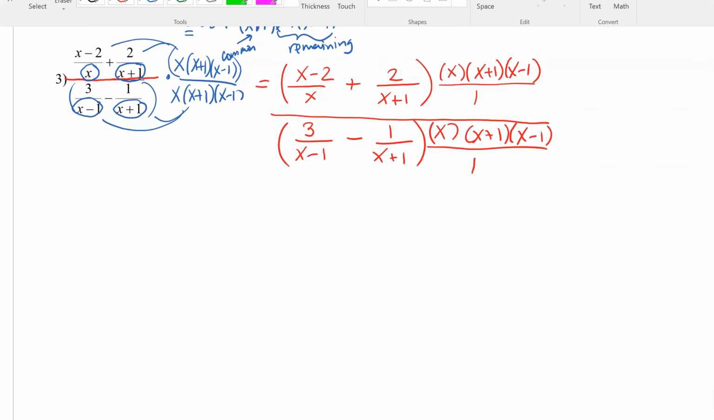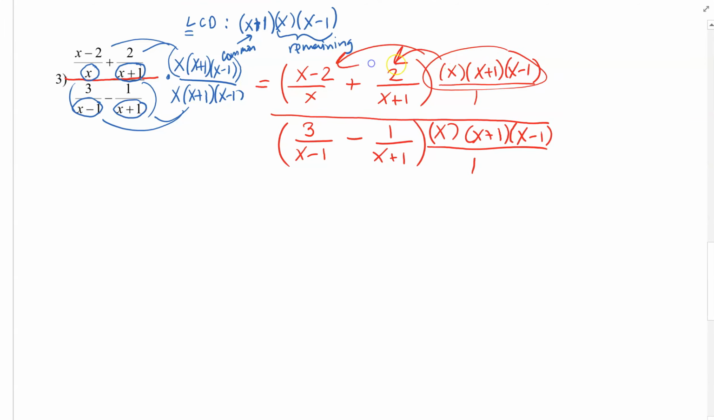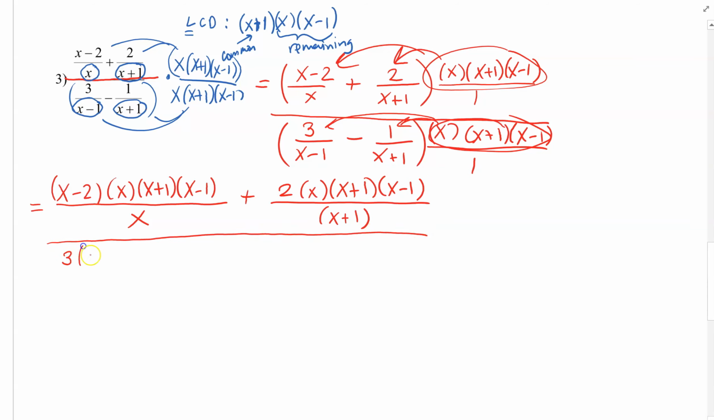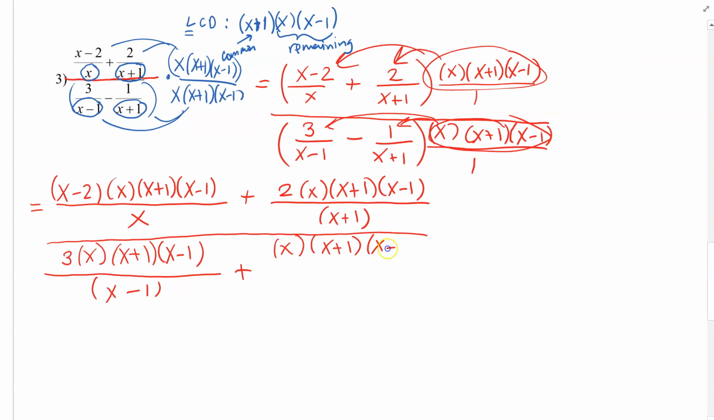And then my job is to distribute all of this to both terms in the overall numerator and in the overall denominator. So then I have this. So for the numerator of the first fraction in the numerator, I have x minus 2 times x plus 1 times x minus 1 all over x plus 2 times x plus 1 times x minus 1 all over x plus 1. That's my overall numerator. All of that is divided by 3 times x plus 1 times x minus 1 all over x minus 1 plus 1 times x plus 1 times x minus 1 all over x plus 1. So it looks crazy right now. It looks so crazy. But all of these 4 fractions are all about to go away just like that.